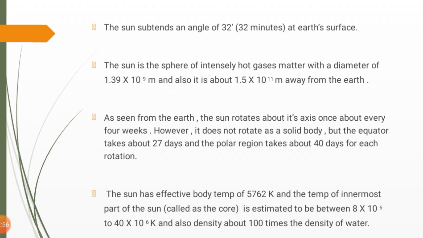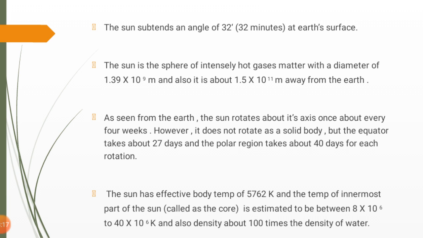Now, as seen from the Earth, the sun rotates about its axis once about every 4 weeks. However, it does not rotate as a solid body. The equator takes about 27 days and the polar region takes about 40 days for each rotation.